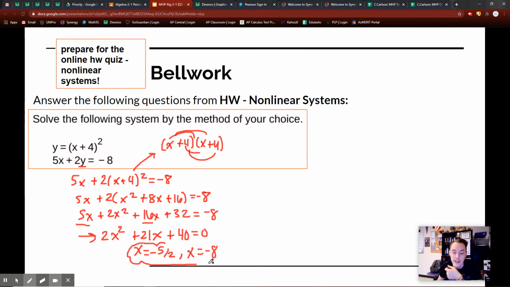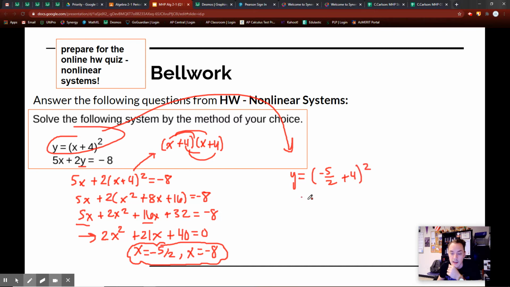Now, this is not my answer. I also need to find my y, which means I will plug it into my first equation. So this is y equals, and then I have negative 5 halves, then plus 4, and then squared. How do I do that? I have to combine like terms, of course. So times 2 gives me 2, times 2 gives me 8. So this is just actually 3 halves. And then I square that, which gives me 9 all over 4. So what's my actual point? My point is negative 5 halves, comma 9 all over 4. So that is my actual point here.